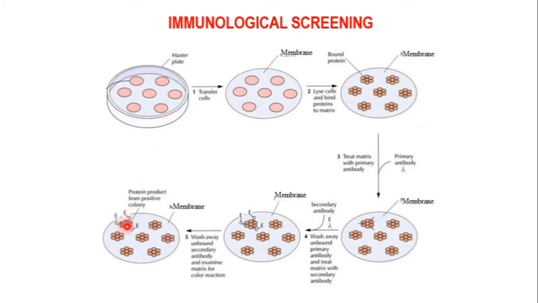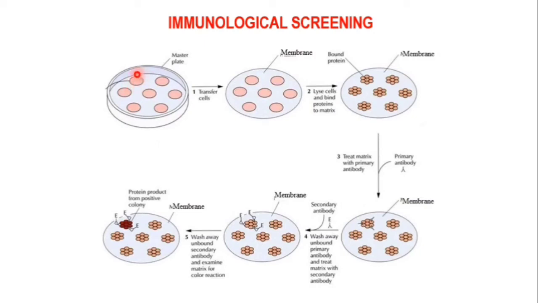You can compare this spot here with the master plate. Here this is a spot. That means this colony contains our desired gene's protein. So we can identify that this is the desired colony. This contains our transgenic or recombinant gene.